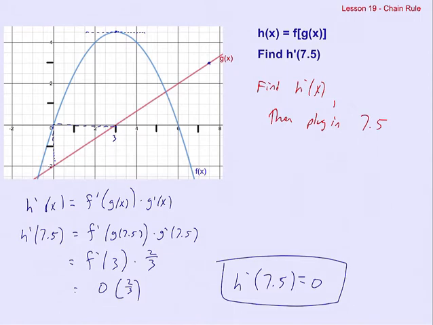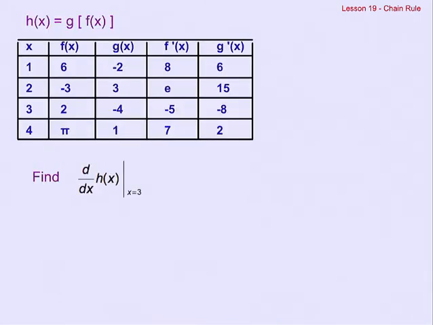We're going to do the almost exact same thing with a table of values. Notice how this time the h of x is flipped around. This time my h of x is g of f of x. It's a different function, different order. So if they ask me to find d dx of h of x evaluated at x equals 3, which is a big fancy way of saying h prime of 3, I certainly expect you to use this notation more, but I just want to make sure you're not scared off when you see something like this.